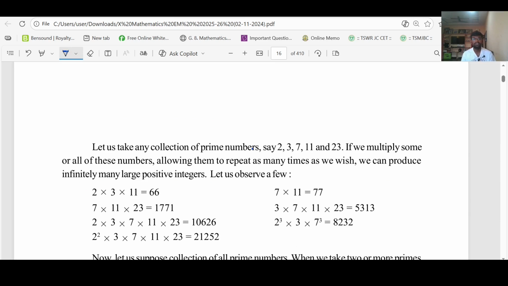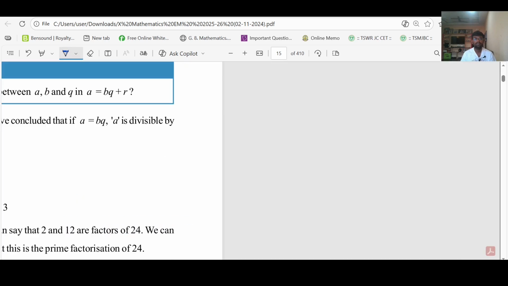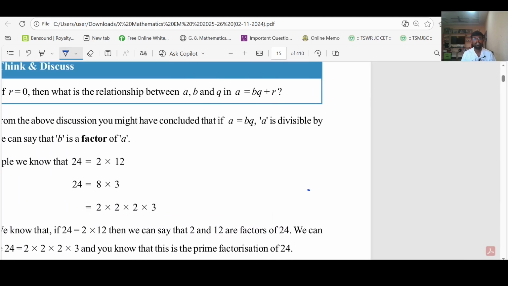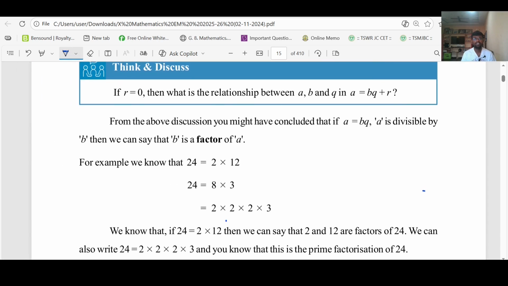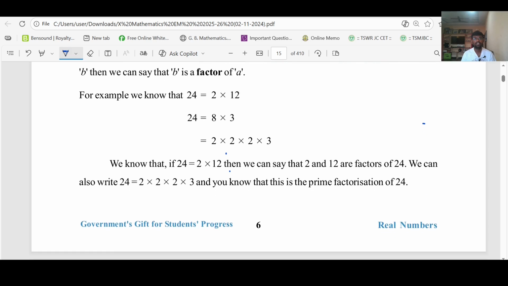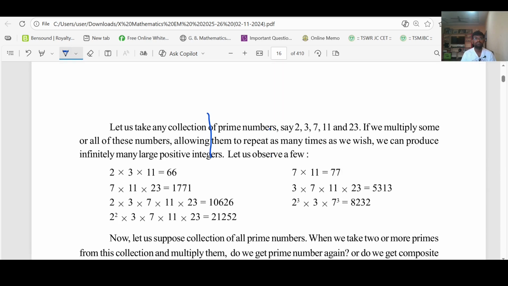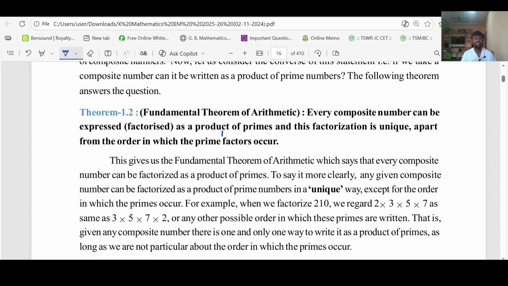Do you know how to do prime factorization of numbers, right? We can do prime factorization of a number in only one way, irrespective of the order of that series. Look at here, the theorem.